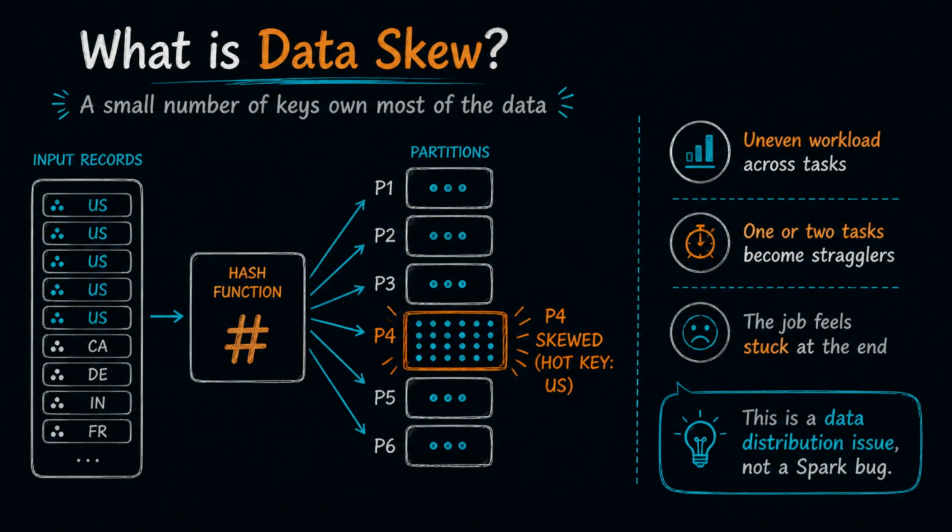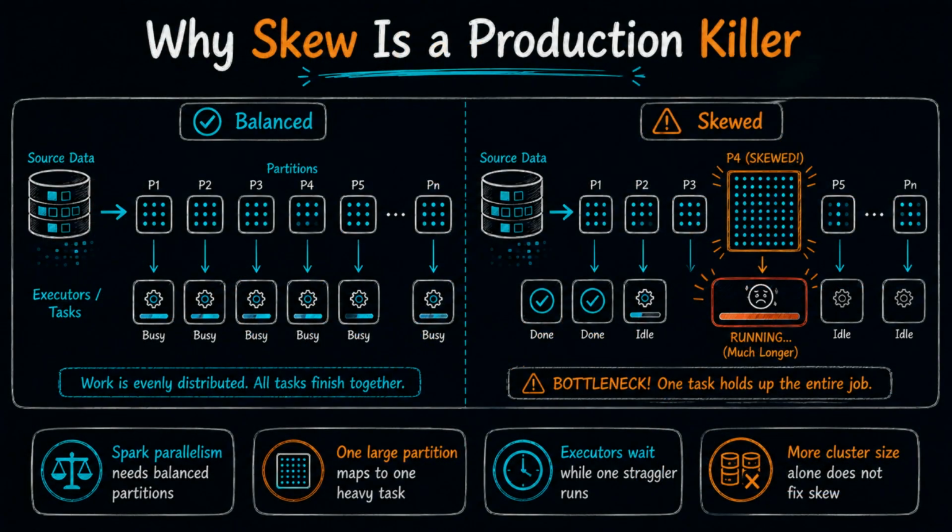This issue is not caused by a problem in Spark itself, but rather by how the data is distributed. It's a common challenge in distributed computing where workload isn't evenly spread across tasks. Understanding and addressing data skew is essential for optimizing performance and ensuring smooth processing in large-scale data applications. Spark parallelism depends on balanced partitions. When the data is evenly distributed across partitions, each partition contains a similar number of records. This ensures that every executor receives a comparable amount of work, and all tasks remain busy throughout the processing. This is the ideal scenario because it allows the cluster to utilize its resources efficiently, avoiding bottlenecks and ensuring smooth performance.